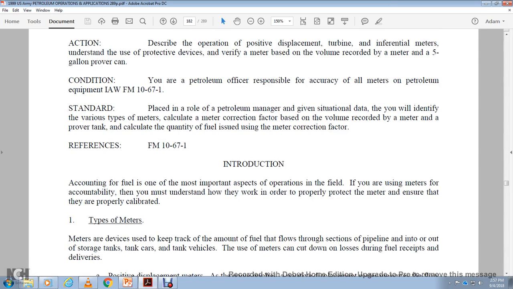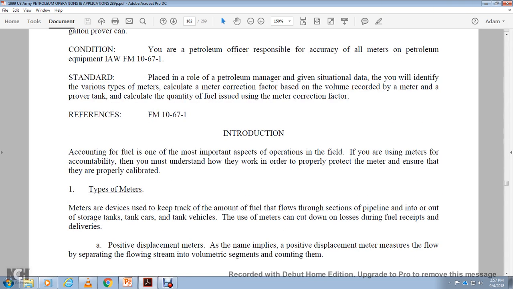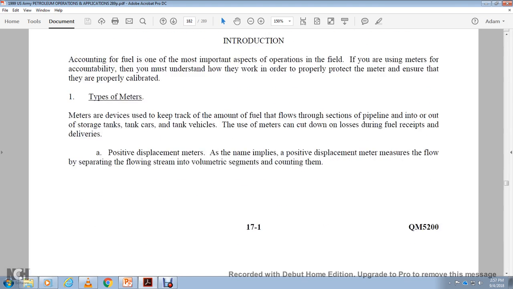You keep track of the amount of fuel with the flow in a section of the pipeline, in or out of the storage tank or the tank vehicles. Using a meter can cut down the loss during fuel receipts and deliveries. Positive displacement meters, as the name implies, measure the flow by separating the flow stream into volumetric segments and counting them.